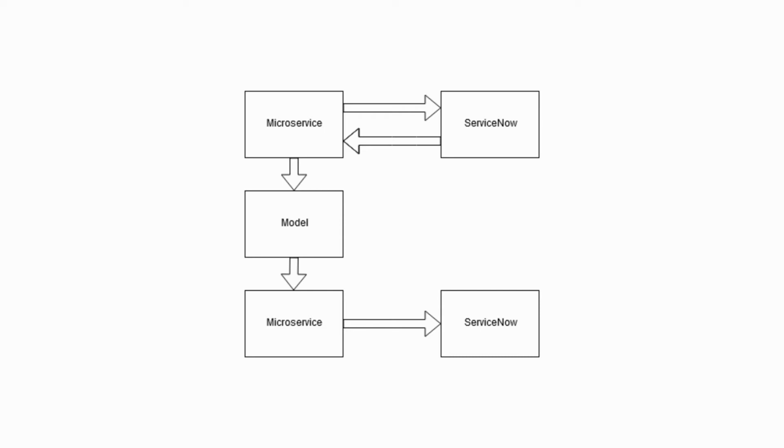Finally, the microservice sends another request through the ServiceNow table API to update the incident with the new assignment group. It is worth mentioning that if an incident is created and the assignment group has manually been entered, then the microservice waits for the next incident to make sure it does not interfere.